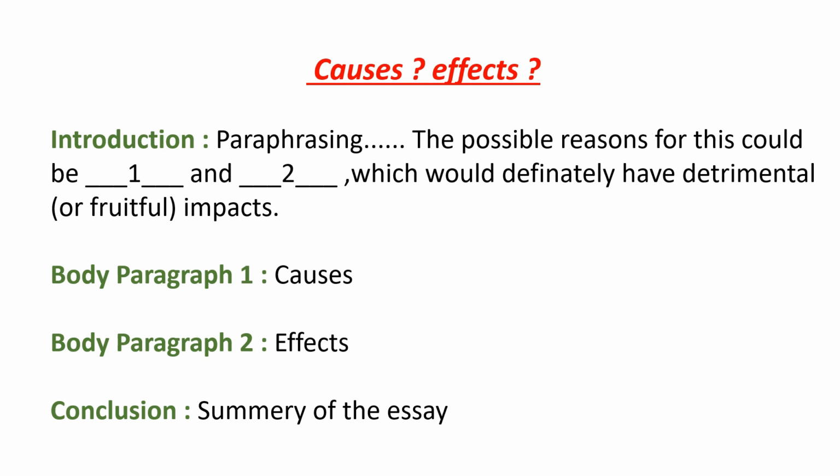If you think it is in favor of mankind, then you have to write that it has a fruitful impact. If you think it has a negative impact on mankind, then you have to write that it has a detrimental effect. In the same way, in body paragraph 1, you will give the answer to the first question, that is, you will explain the causes, and in body paragraph 2, you will give the answer to the second question, that is, their effects. After that, in the conclusion, you will give the summary of the whole essay in the fewest words.